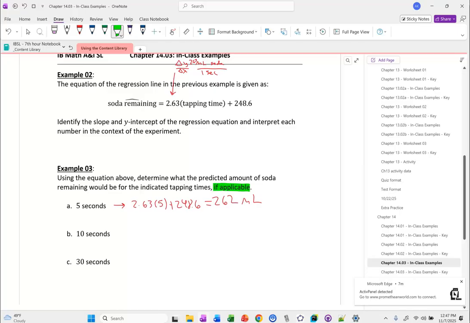So 30 seconds is not applicable, but why? You're closer, Sam. Sam said because they didn't test it. Elaborate on that a little bit more. They didn't tap it for 30 seconds. Okay, Katie, you want to? It's like outside the domain.